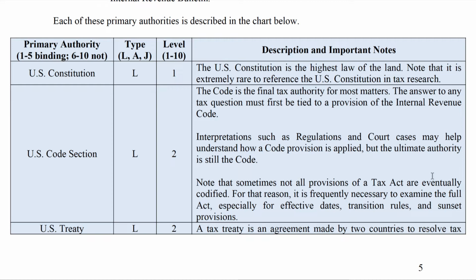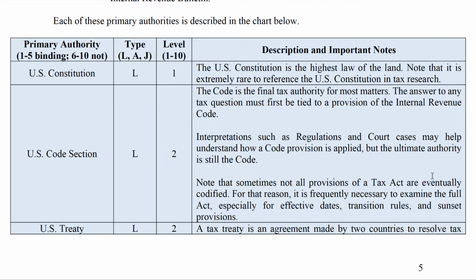So the first one is the U.S. Constitution, which of course is L for legislative, and it's the highest law of the land, so it's a number 1. Now, it's extremely, extremely rare to reference the U.S. Constitution in tax research. You almost never are going to do this in a tax research course. The times you do this have to do with whether there's some constitutional right or authority to tax, which almost never is an issue.